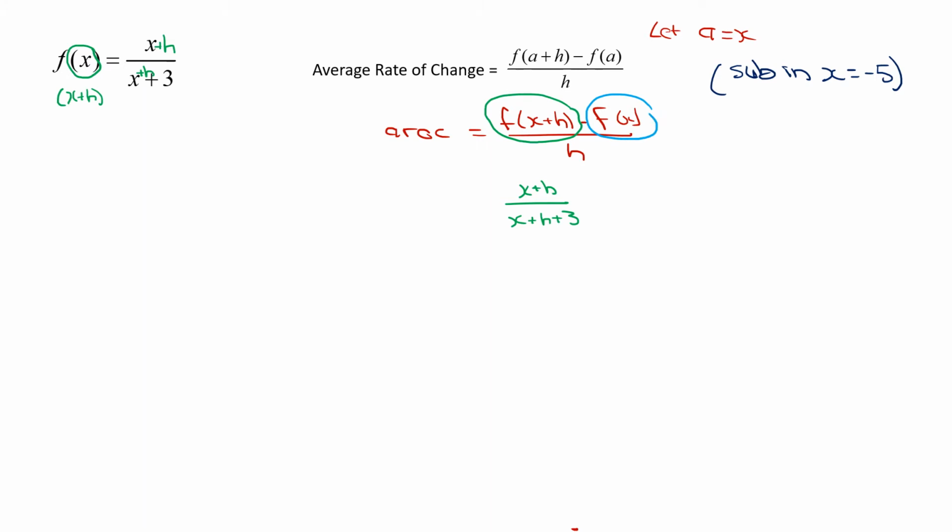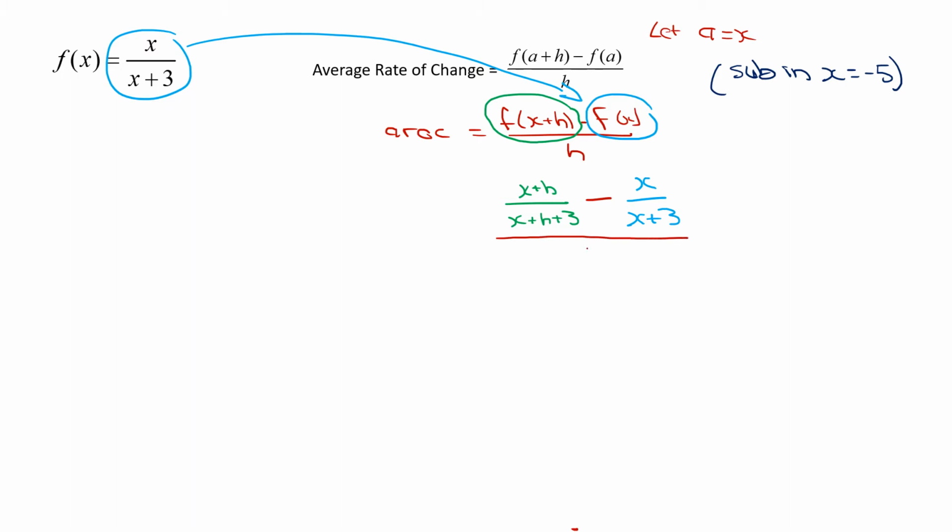Then I will put the other part, I'm going to circle here, minus f at x. This is f at x in the top left. That's my f at x. So I'm going to just rewrite this whole thing and put it in for f at x. Minus, that minus sign's important. F at x is x over x plus 3. And then the denominator, it's all over h. And this is our average rate of change, what we've got here.